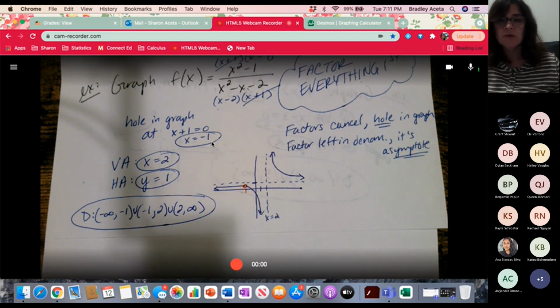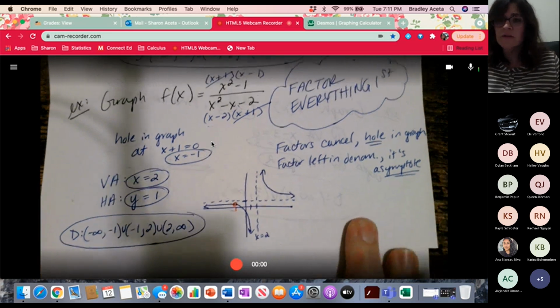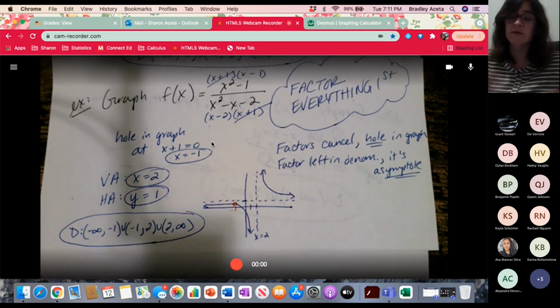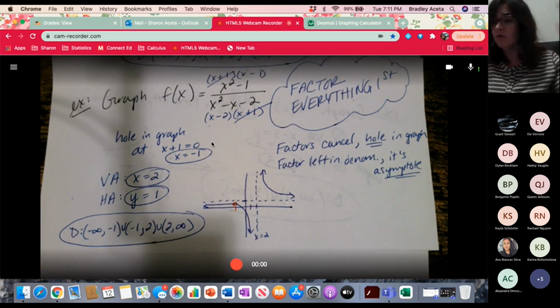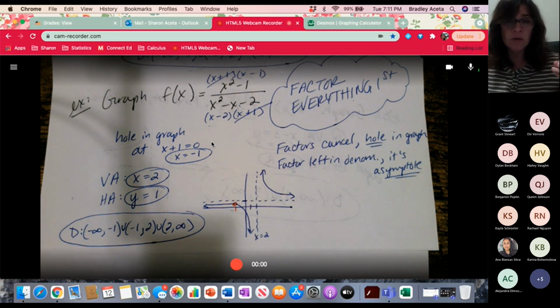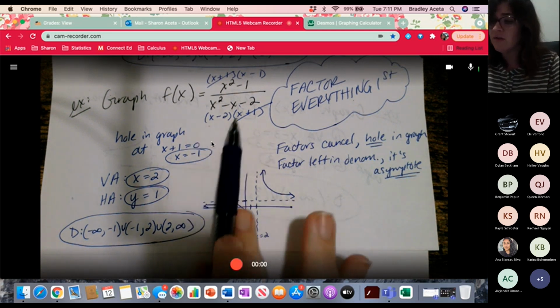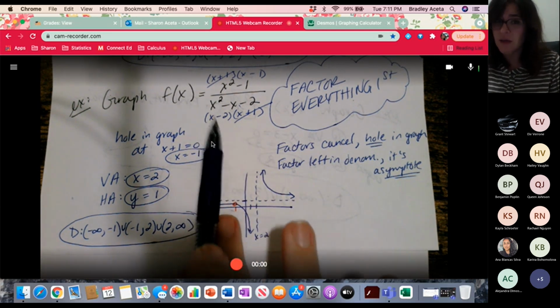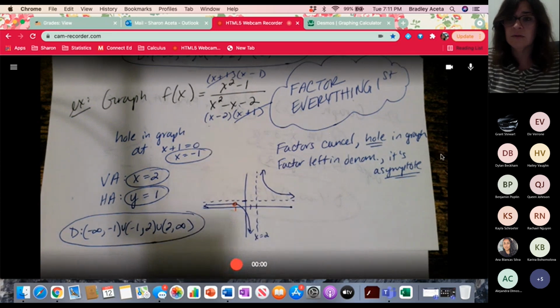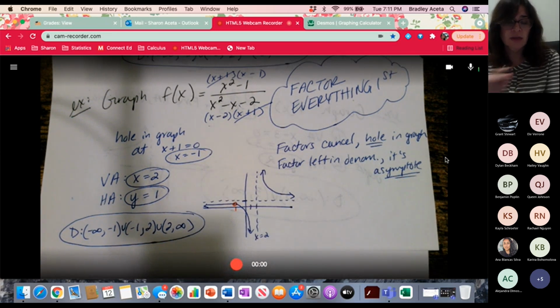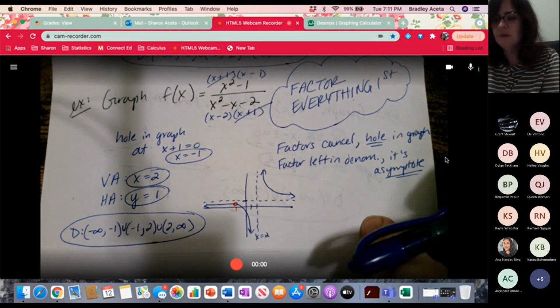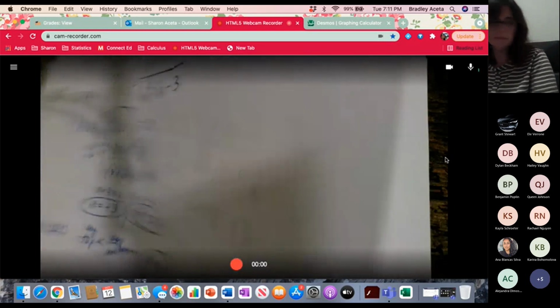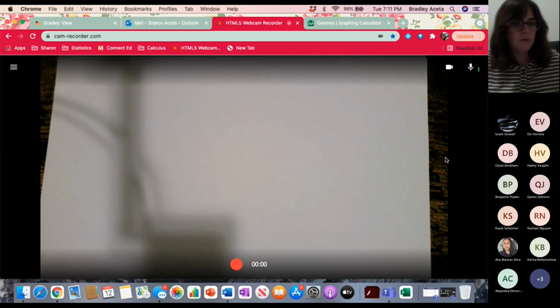okay? So what's the whole big idea of this problem? Factor. If it crosses off, it's a hole. If it doesn't cross off in the denominator, that's the asymptote. And then you write out your lovely thing. All right, 3 more examples. We're doing good. We got this.